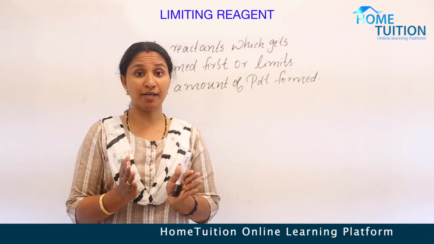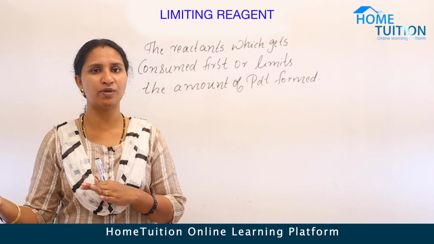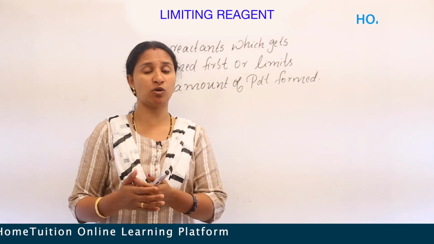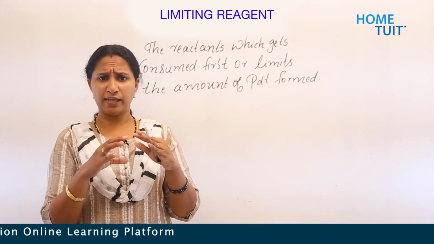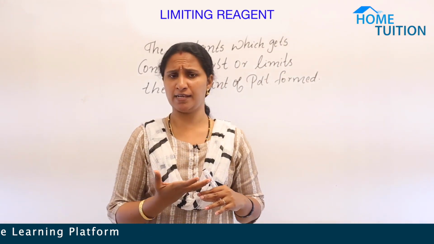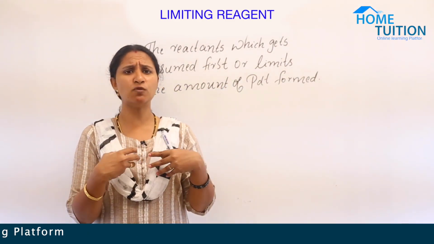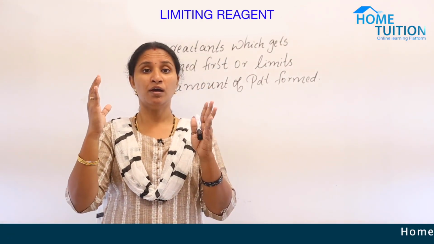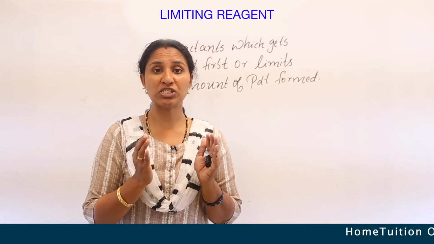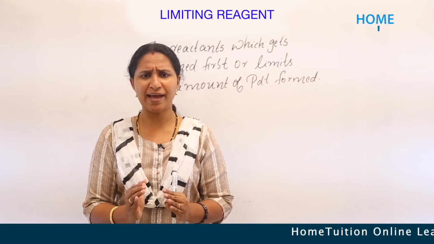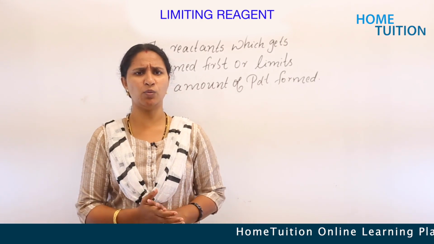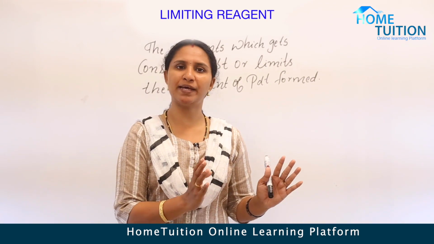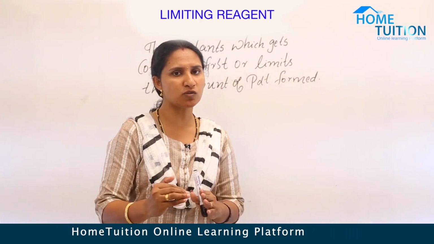We know in a chemical reaction, the reactants change to get what? Product. And sometimes there is more than one reactant in order to get the product. If there is more than one reactant present, the reactant which is consumed first, or consumed fast, is called what? Yes, limiting reagent.